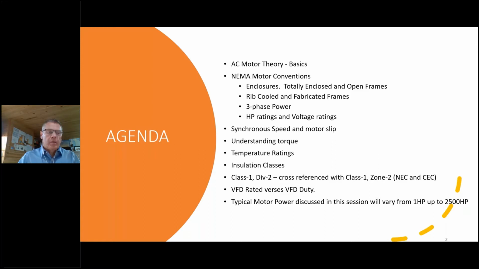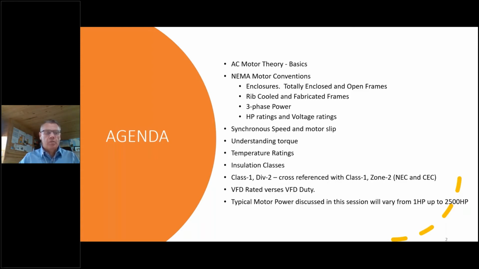We'll talk a little bit about what you might see on a nameplate, what the difference is between synchronous speed and slip, and understand the torque relationship. Then we're going to get into the things that tend to affect most of us in Alberta, and that would be temperature ratings and insulation classes.